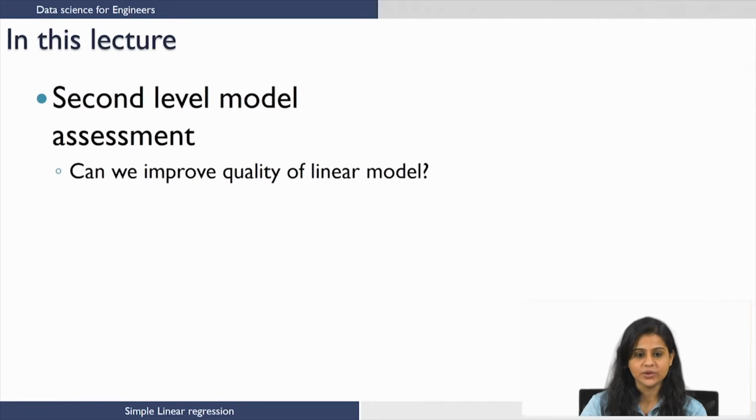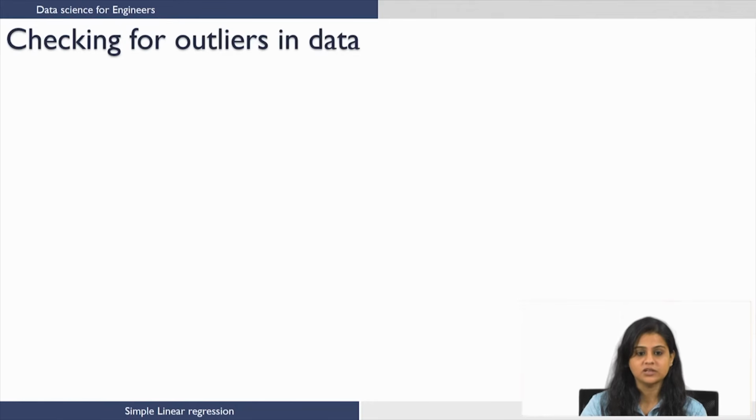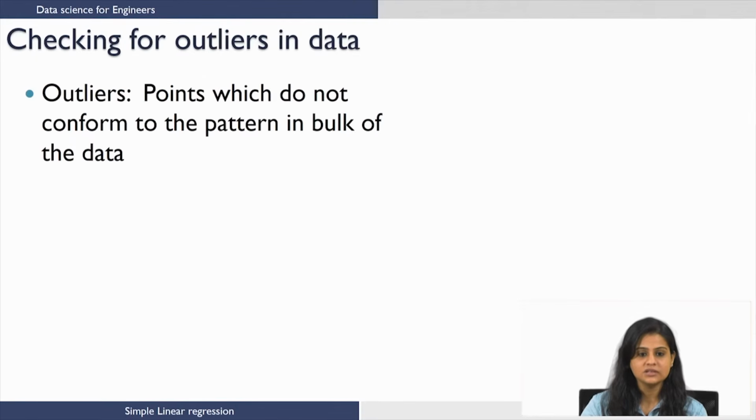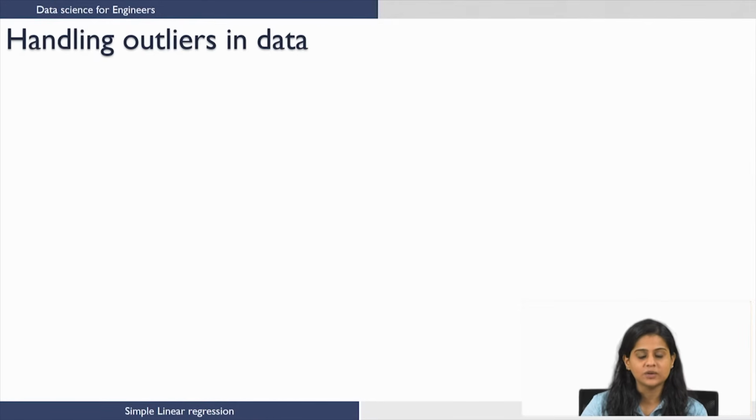As a part of this, we are going to see if we can improve the quality of the linear model and whether we can identify bad measurements, and by bad measurements we mean outliers. So, let us see what outliers are. Outliers are points which do not conform to the bulk of the data. A point is considered an outlier if the corresponding standardized residual falls outside -2 and +2 at 5% significance level.